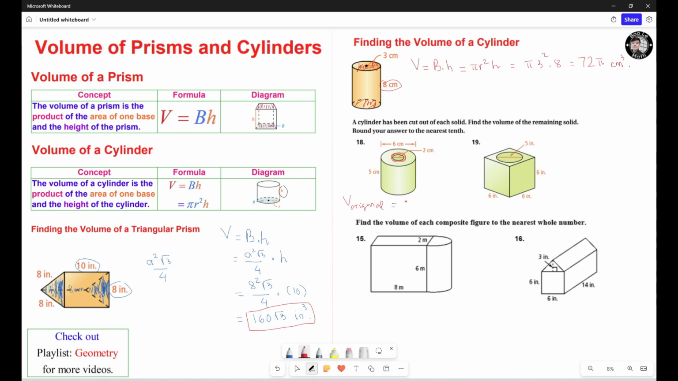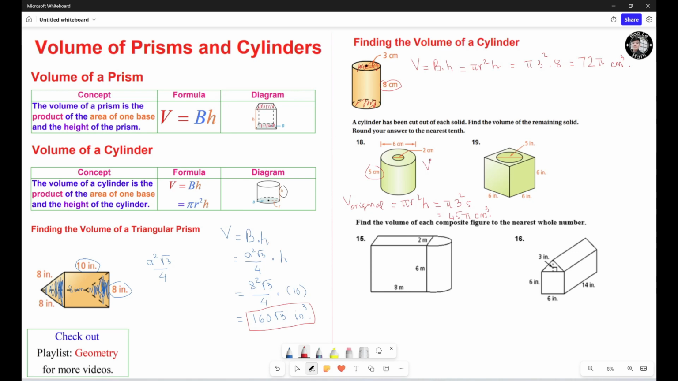The volume equals base times height, and it's going to be pi r squared times h. The diameter of the original cylinder is 6 centimeters, and then the radius should be 3. Alright, so it's equal to pi times 3 squared times h. H equals 5 right here. And then 3 squared equals 9. 9 times 5 is going to be 45. So 45 pi cubic centimeters.